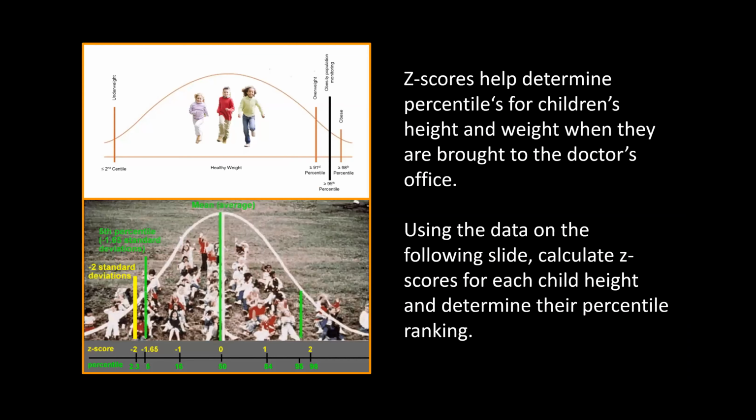Z-scores are great because they really help determine percentiles for children's height and weight when they're brought to a doctor's office. If you go to the doctor, you can find out your percentile as well. What I'm going to let you do now is get some practice in. I want you to use the data on the slide that follows to calculate Z-scores for each child height and determine their percentile ranking. So this is just some practice for you.